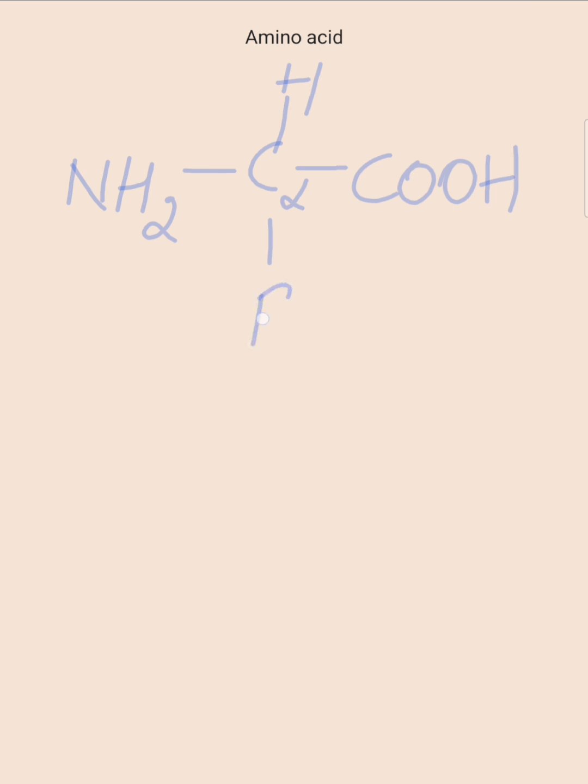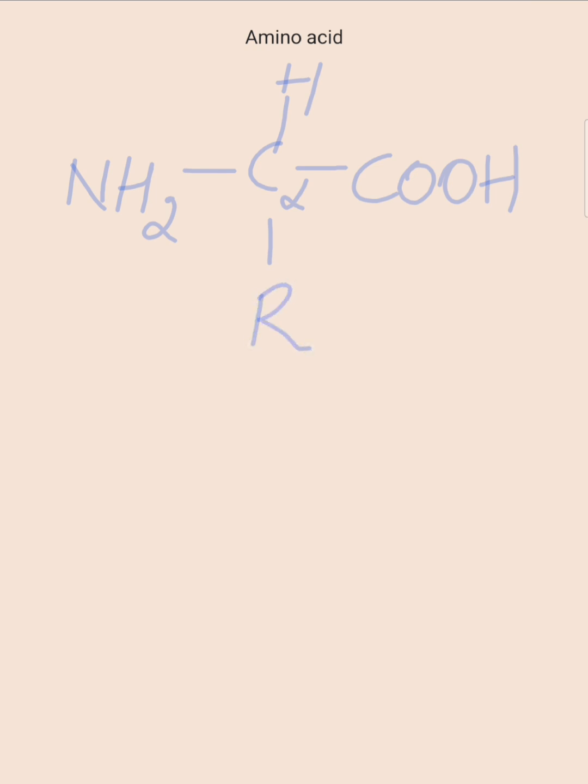So when we talk about amino acid, we first will discuss the backbone of the amino acid. The amino acid has an alpha carbon. This is an alpha carbon. And then to the right side, we have a carboxylic group, and to the left side, we have an amino group. Upwards, we have an H, and then we have an R group.